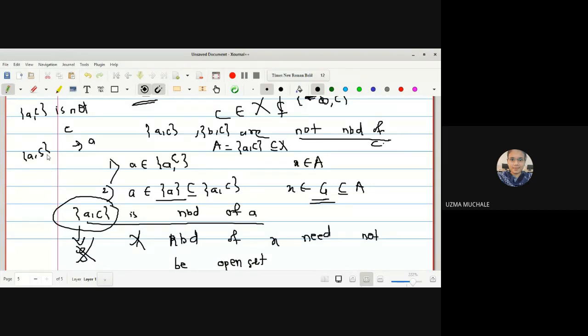And if this holds, we can say it is an open set, right? If any set is a neighborhood of each of its points, then it is called an open set. But here AC is a set which is a neighborhood of A, but it is not a neighborhood of C. Understood? Yes, ma'am.